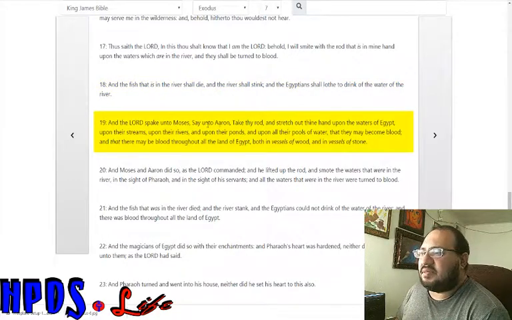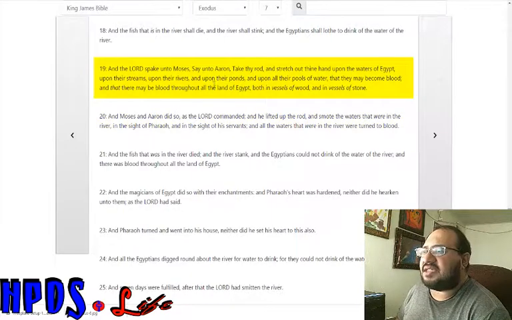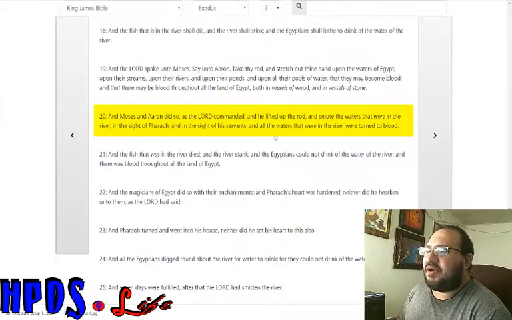And the Lord spake unto Moses, say unto Aaron, take thy rod, and stretch out thine hand upon the waters of Egypt, upon their streams, upon their rivers, and upon their ponds, and upon all their pools of water, that they may become blood. So that's what happens. Moses tells Aaron to do it, and Moses and Aaron did so. God tells Moses and Aaron both to go out there, and they make it very dramatic in front of the Pharaoh. Moses is doing the talking, and then he commands Aaron what to do. Aaron does it. So he says, Aaron did so as the Lord commanded.